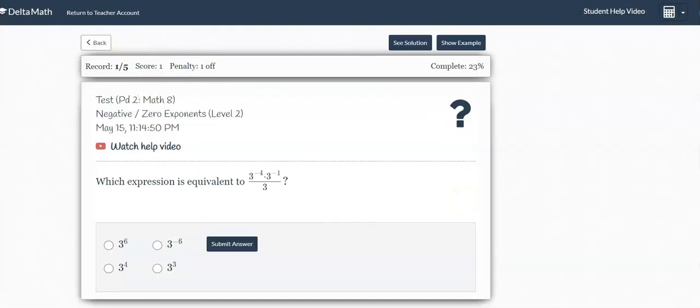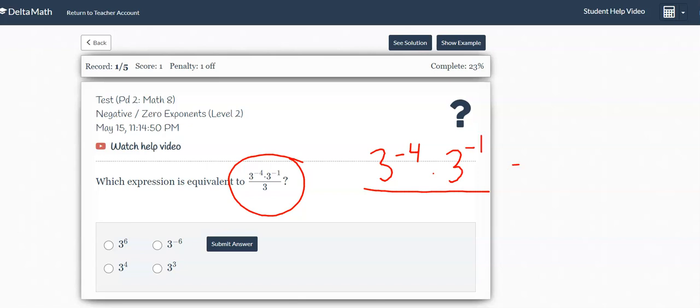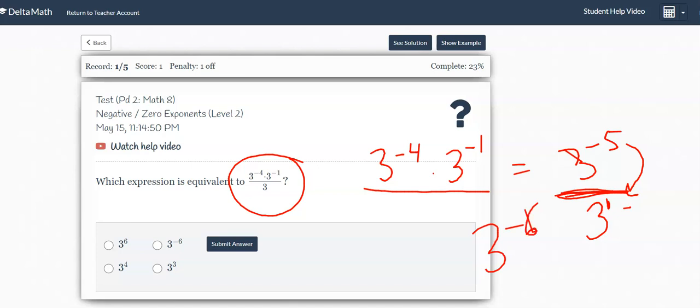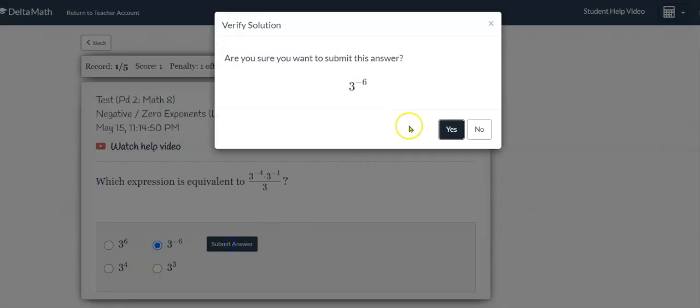Okay, in this one, in the top of my fraction, I have a base of 3 and another base of 3. So I'm going to keep my base the same and add my powers together. Now I know you can't see it, but this bottom 3 has an exponent of 1. When you divide like bases, you subtract the powers. So -5 subtract 1 is -6. And 3 to the -6 power is this answer here.